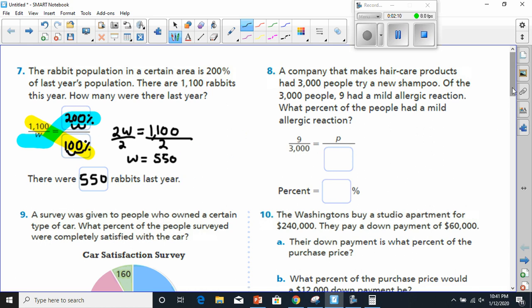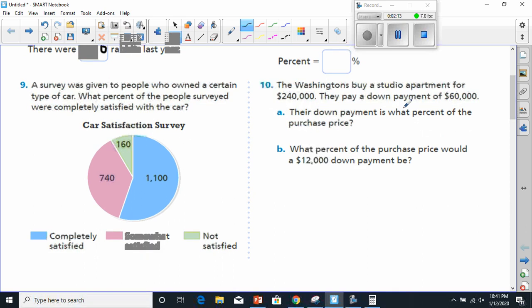All right, let's move on to number 9. Number 9 says a survey was given to people who owned a certain type of car. What percent of the people surveyed were completely satisfied with the car? Well, it says here completely satisfied is the light blue box, which is 1,100. So we have to find out how much that is of the whole before we can find out what percent we're dealing with. So let's first begin by finding out how much the total is here.